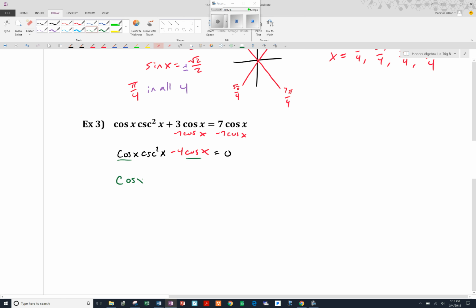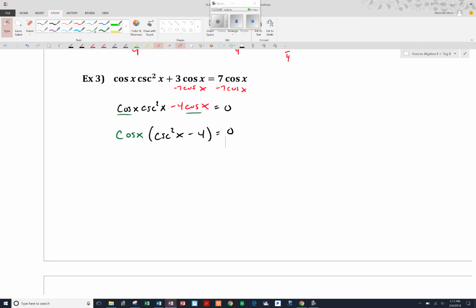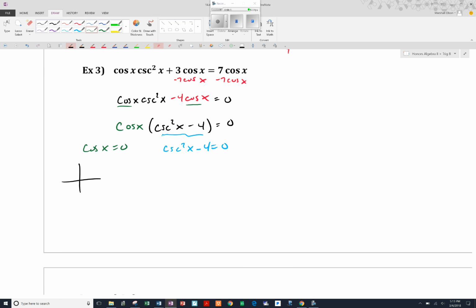So I have cosine of x as a GCF, which leaves me with cosecant squared minus 4. Then we'll set both of those equal to 0. So I have cosine of x equals 0. And we have this guy here, the cosecant of x squared minus 4 equals 0. Let's take a look at this cosine of x equals 0 first. Okay, picture a unit circle. Where does cosine equal 0? Well, it equals 0 at pi over 2, because that would be 0, 1, and 3 pi over 2, because that would be 0, negative 1.